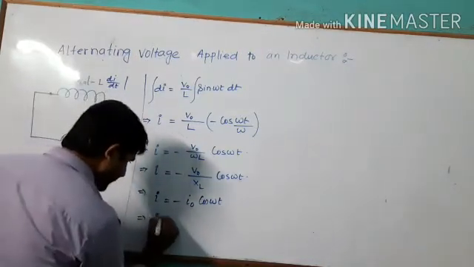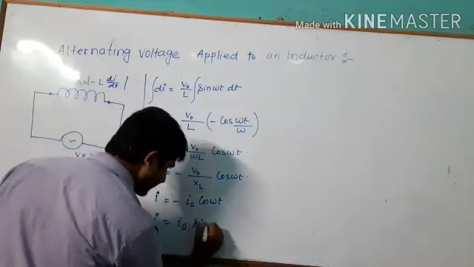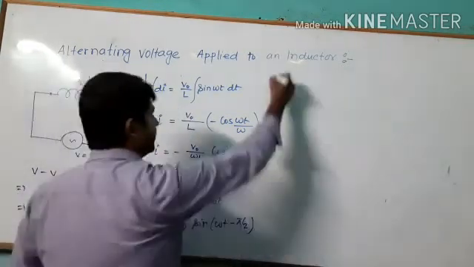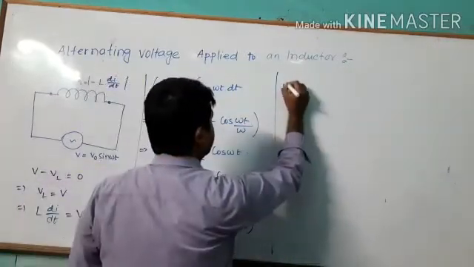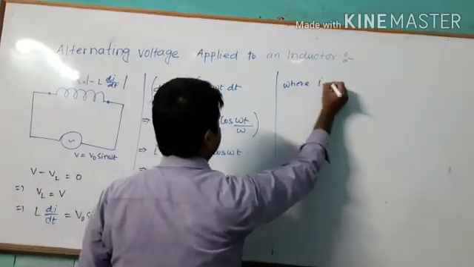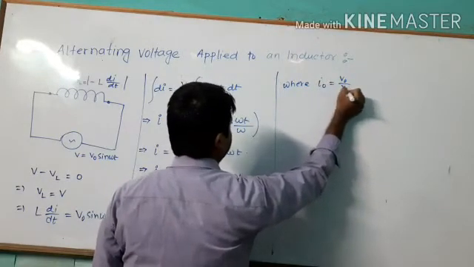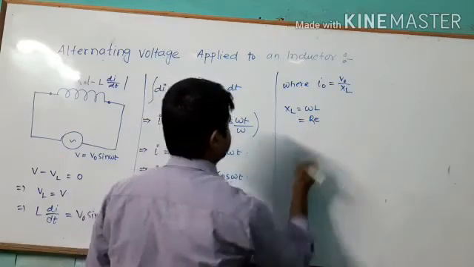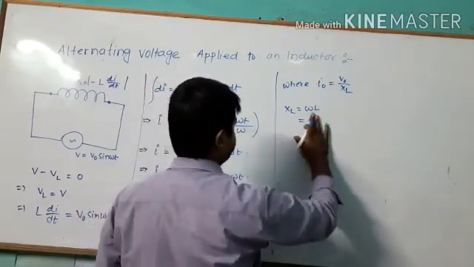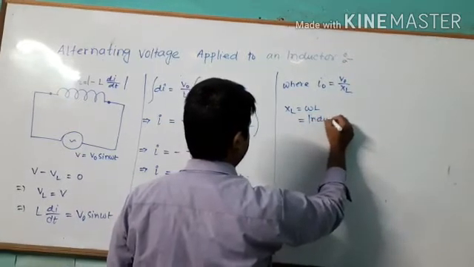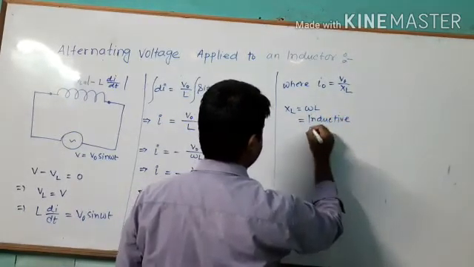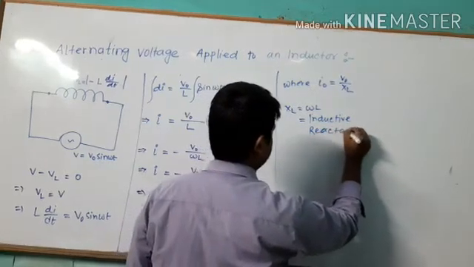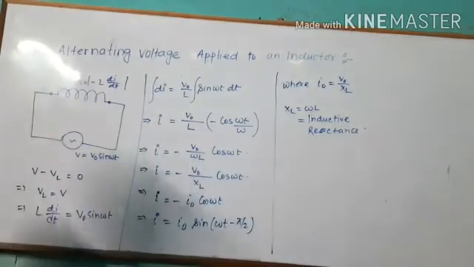Now finally we get I equal to I0 sine omega t minus pi by 2, where I0 is the peak current, I0 equal to V0 by XL, where XL is omega L, which is called inductive reactance.